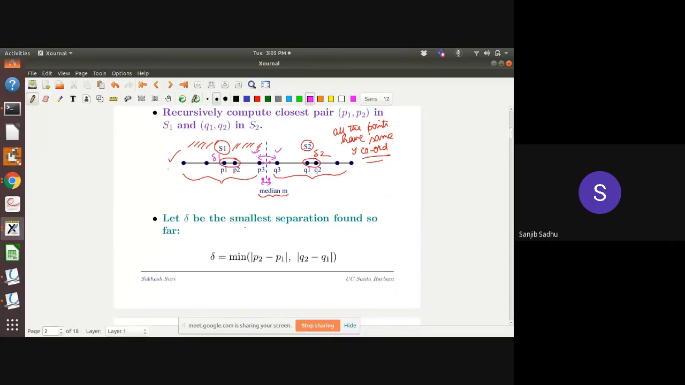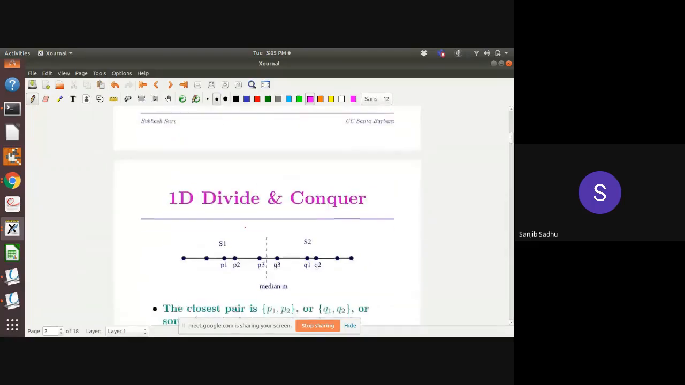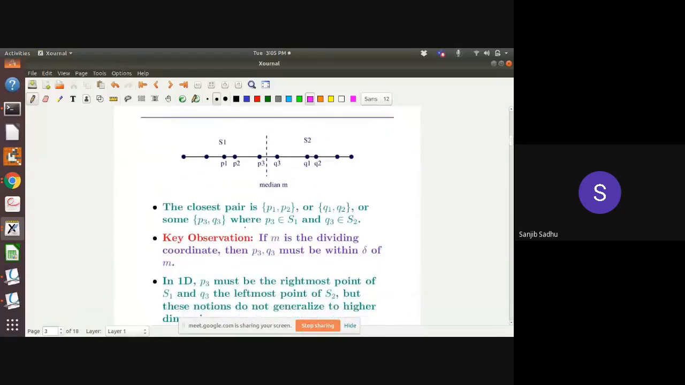It is easy. I will take the rightmost point in S1. Which is the rightmost point? This one. I will take the leftmost point in S2. This one. And I will compute this distance also. Clear? Let it be delta 3. So what will be the case? The minimum solution will be either this one or this one or this thing. So which one is minimum? That will be the solution for the entire set of points. Is it clear?